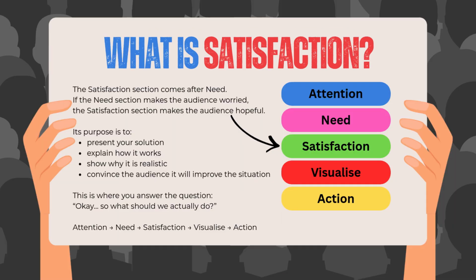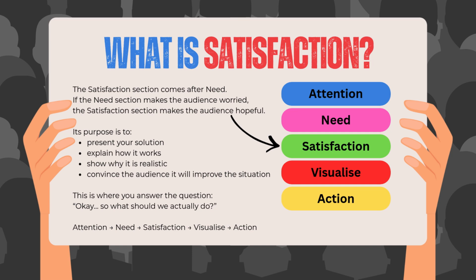So, what is satisfaction? If the need section makes the audience worried, the satisfaction section makes the audience hopeful. Its purpose is to present your solution, explain how it works, show why it is realistic, and to convince your audience that it will improve the situation. This is where you answer the question the audience may have. Okay, so what do we actually do? And this is absolutely critical. Remember, if need builds our tension, satisfaction releases that. You've scared your audience. Now you're telling them not to worry because this is what we can do to fix that.